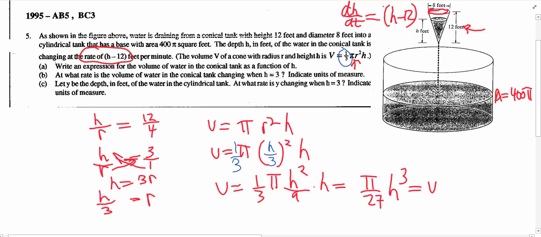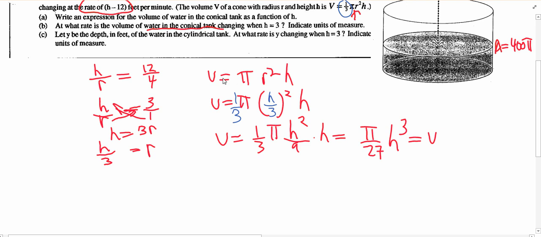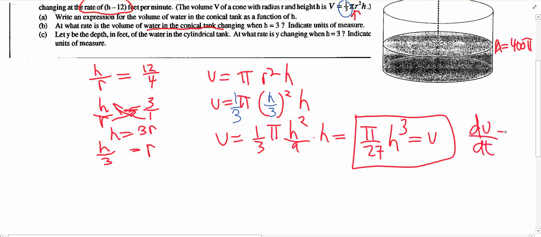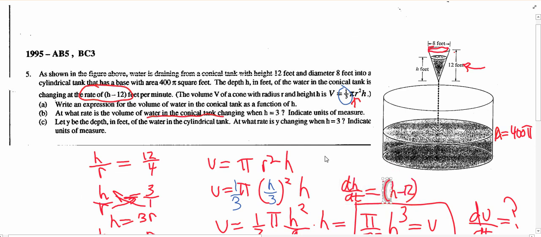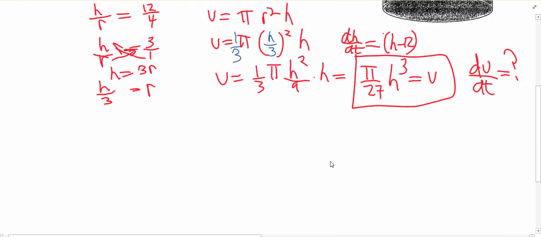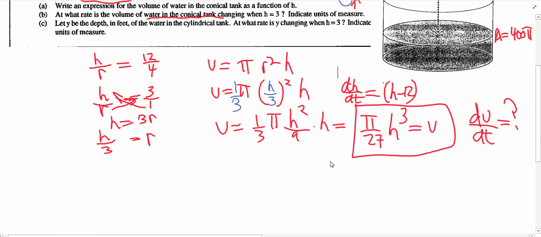Part A, no problem. Part B, at what rate is the volume of the water in the cone changing when our height is equal to 3? So we're looking for dV/dt, and we already know what dh/dt is, right? In fact, let's bring that down here so we don't have to rewrite it. We know dh/dt, and we want to know when the height is equal to 3.